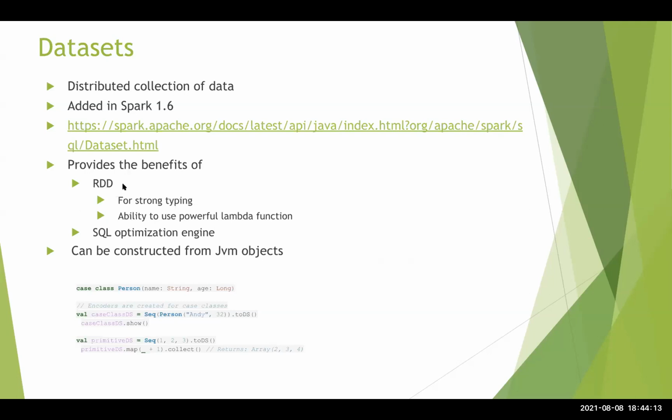Dataset provides the benefits of RDD for strong typing. This is one important thing which datasets give. It also gives the ability to use powerful lambda functions and the SQL optimization engine, and it can be constructed from JVM objects. So what does this mean, strong typing and from JVM objects? I will have an example for this further on, but let me try to explain verbally right now.